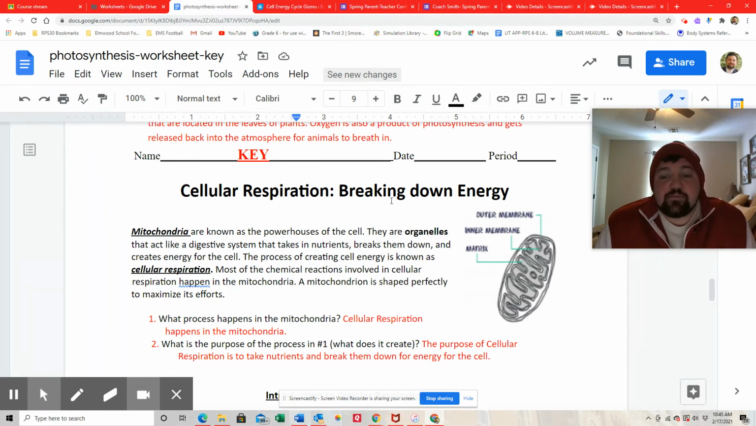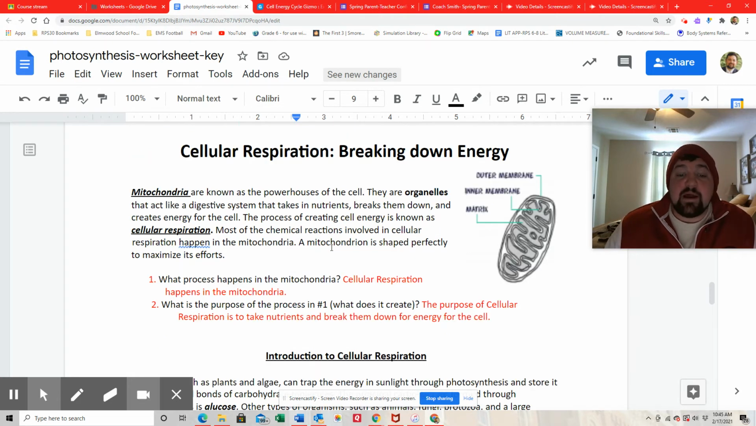Cellular respiration, breaking down energy. Mitochondria are known as the powerhouses of the cell. They are organelles that act like a digestive system that takes in nutrients, breaks them down, and creates energy for the cell. The process of creating cell energy is known as cellular respiration. Most of the chemical reactions involved in cellular respiration happen in the mitochondria. A mitochondrion is shaped perfectly to maximize its efforts.